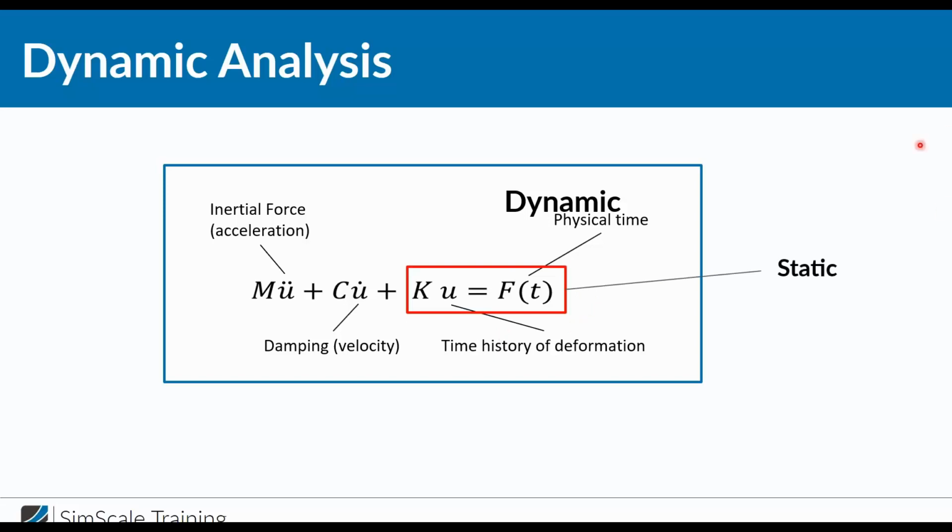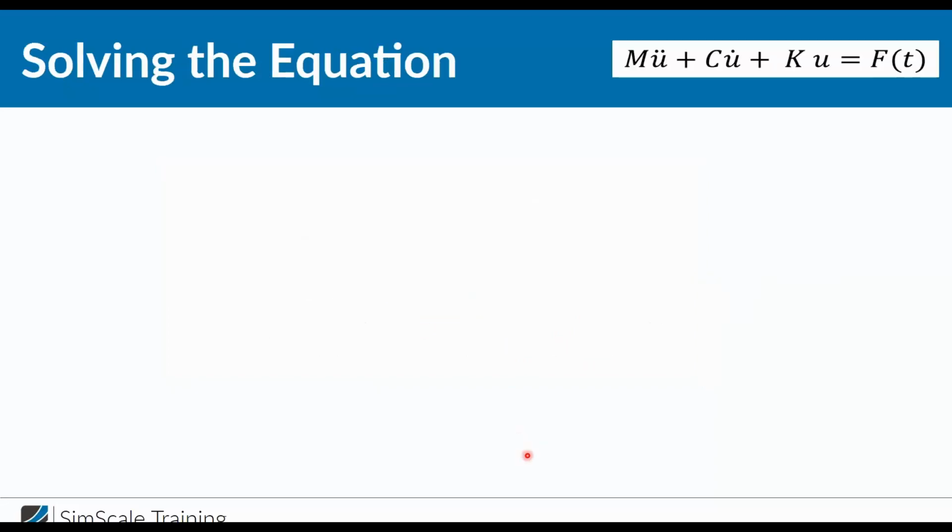Okay, one very important point. You also see here this time history of deformation. What does it mean? Well, if you only have a linear body, then this elastic force represents the time history of the deformation, and that's why we call it like this. But now let's take a deeper look at the terms of this equation.